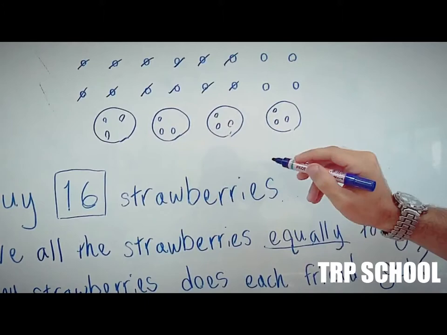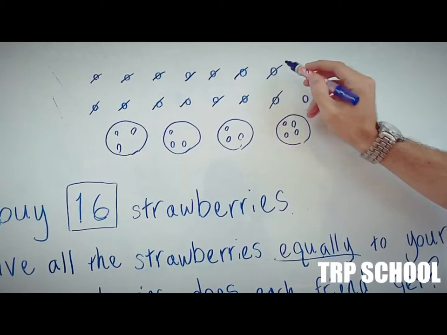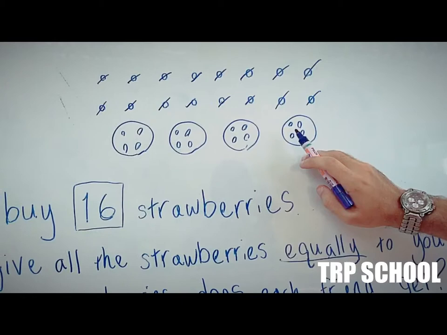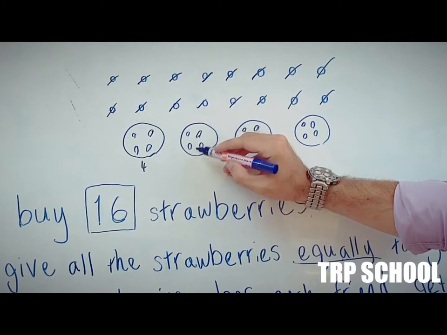I think I could put 1 more in each bag and then that will be all of my strawberries. All right, so now I have 1, 2, 3, 4 groups, and I want to make sure that they're all equal. So I'm going to count the number in each group. 1, 2, 3, 4. That's 4. 1, 2, 3, 4. That's another 4.